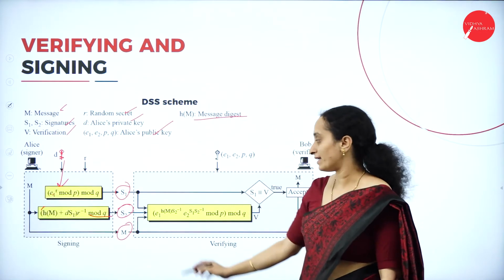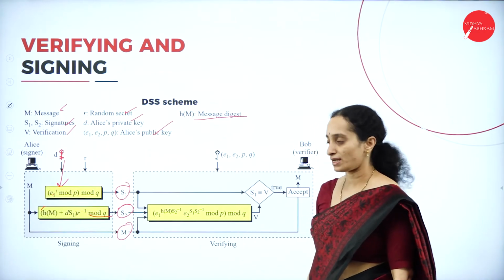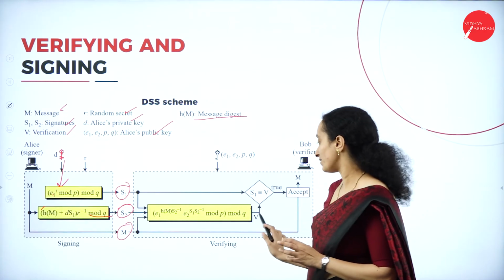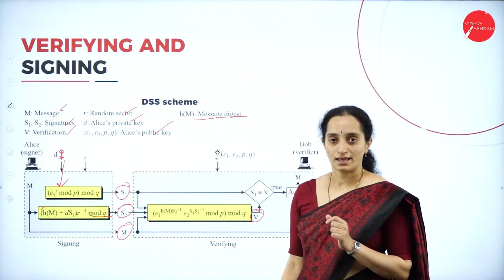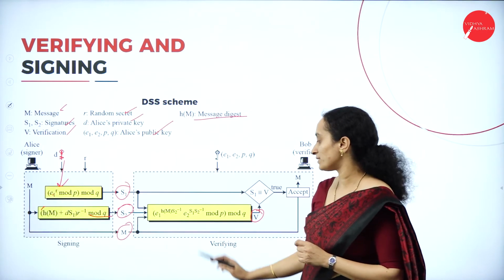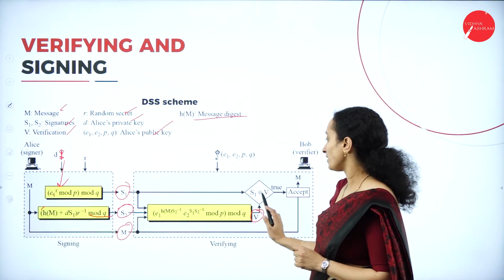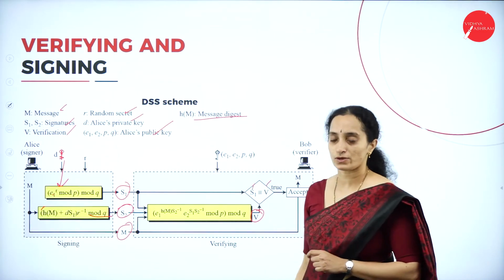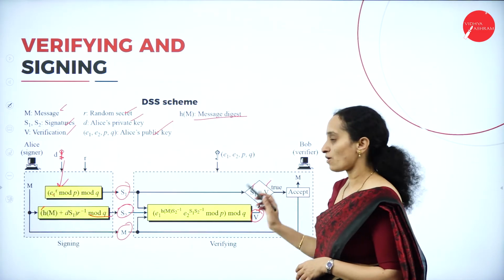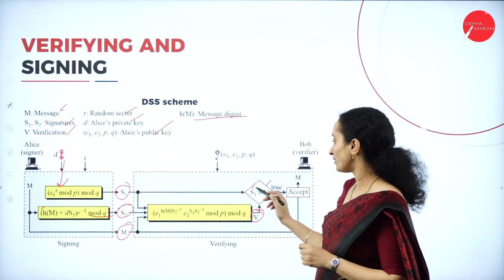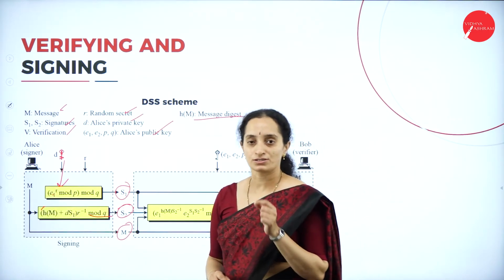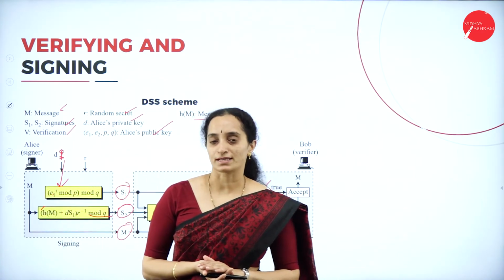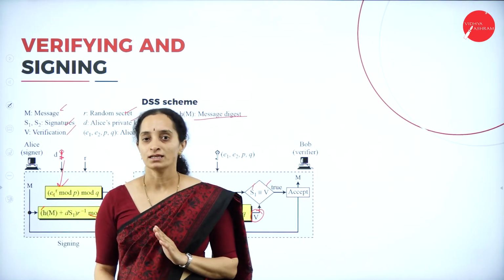At the receiver end, we use this expression to calculate the message digest. We get the verification value from this expression, which is made congruent with signature 1. This is also a numeric value. When the congruence operation is done over these values, if it returns true, then the message will be accepted, else the message will be rejected.